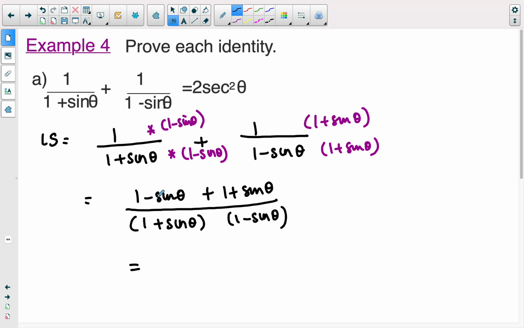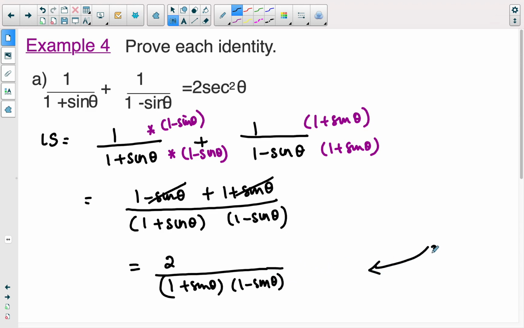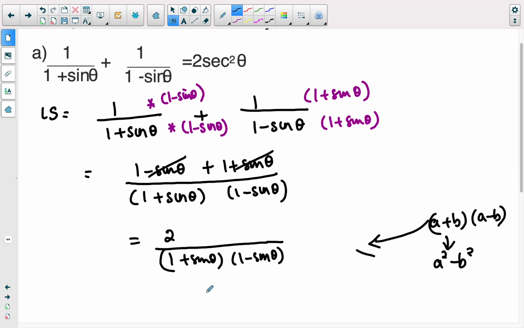In your numerator, you have sine theta minus sine theta. They cancel out. They add up to give you 0. So you have 2 divided by 1 plus sine theta times 1 minus sine theta. If you look at your denominator, it looks like it's in the form a plus b times a minus b, which can be written as a squared minus b squared. So that is something I'm going to do now.